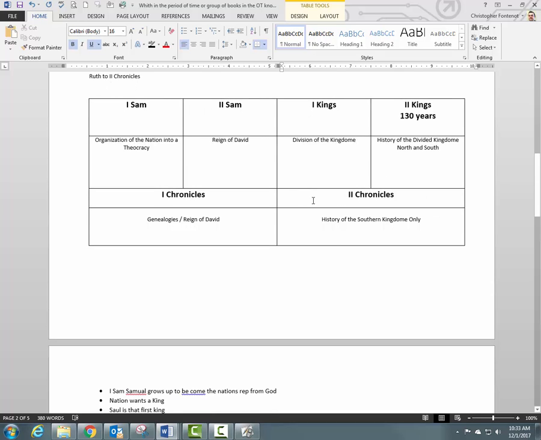The significant difference is that 2 Chronicles and 1 Chronicles cover only the history of the southern kingdom. More specifically, 2 Chronicles covers only this period of time of the southern kingdom, because during 1 Chronicles they were still united during this time.